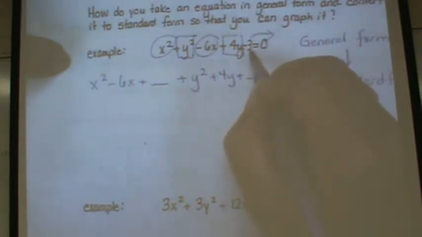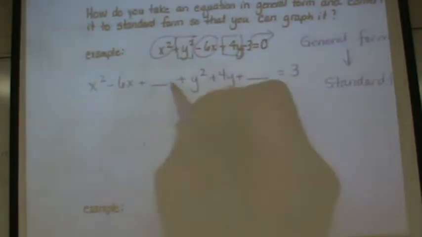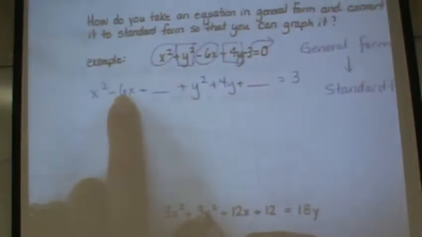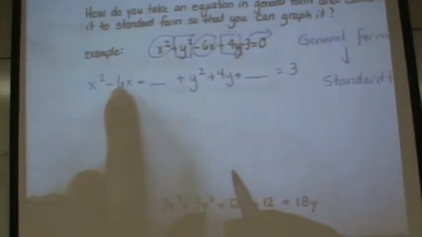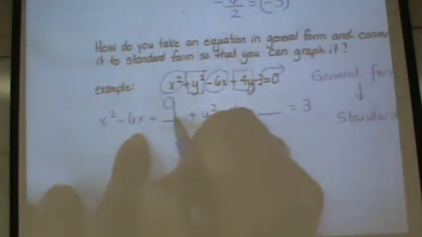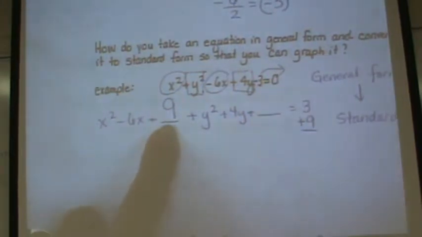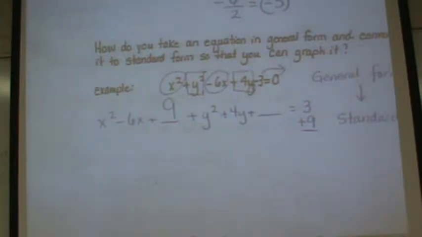See this negative 3? This is a common mistake. People forget to change the sign when you bring something over. Now how do you complete the square? What is half of negative 6? Take negative 6 and cut it in half. What do you get? And then square it. What do you get? 9. You're going to add 9 here, and you have to add 9 to the other side. Whatever you do to one side, you do to the other, because it's balanced. And to keep it balanced, if you add 9 to one side, you have to add 9 to the other.